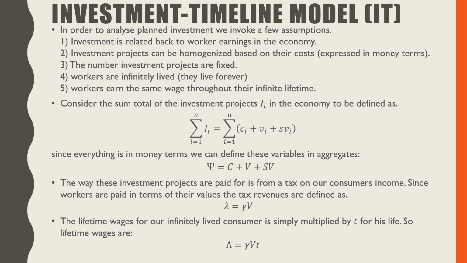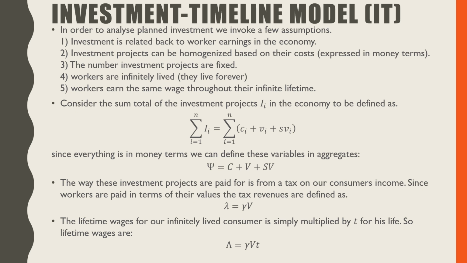So consider the sum total of investment projects, I, in the economy to be defined as the summation of all investment projects, which is equal to the sum total of their values. And value could be broken down into these three parts, right? C, V and SV. Since everything is in money terms, we can define these variables in terms of aggregates, where we have psi, I think that's what the Greek letter is, equal to C plus V plus SV.